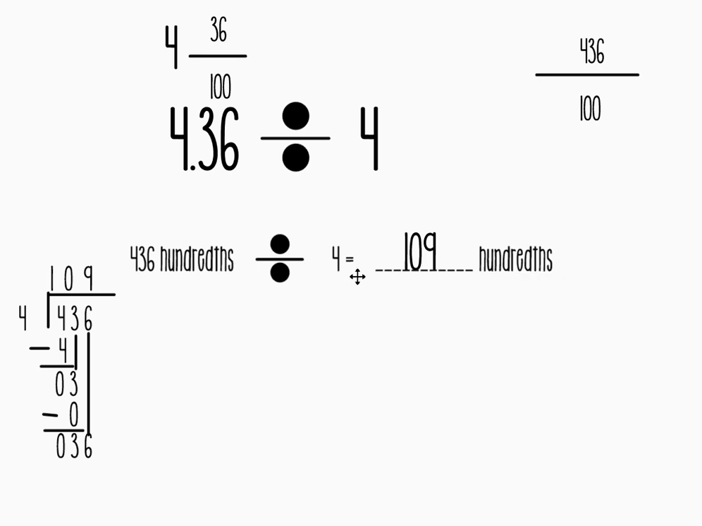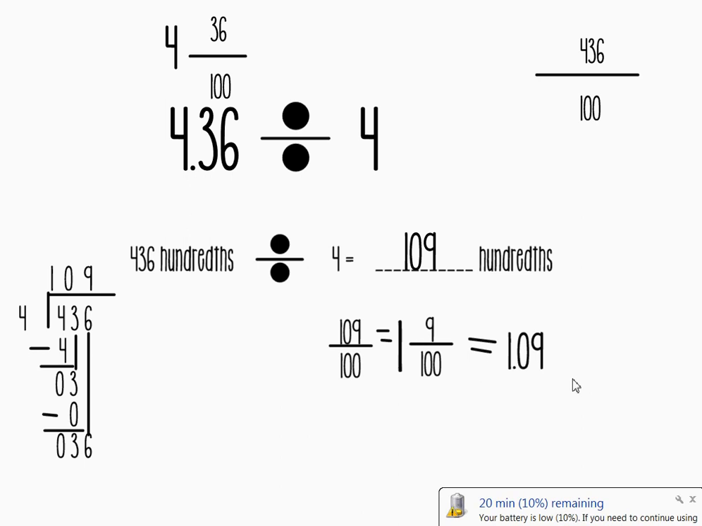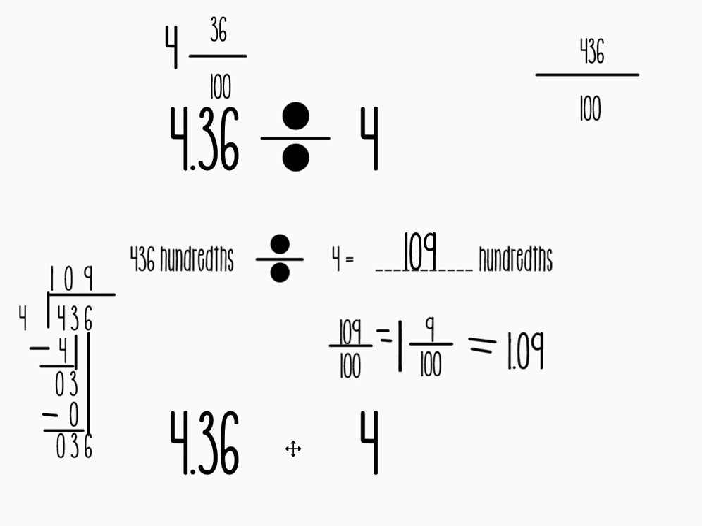Notice there's no hundredths here, so it's not a whole because they're not canceling out. So we're going to just bring this hundredths over. So 109 hundredths, I have to write that as a decimal. Let me first start by writing it as a fraction. So 109 hundredths, then I'm going to write it as a mixed number, 1 and 9 hundredths. And then I'm going to write it as a decimal. So 4 and 36 hundredths divided by 4 would be equal to 1 and 9 hundredths.